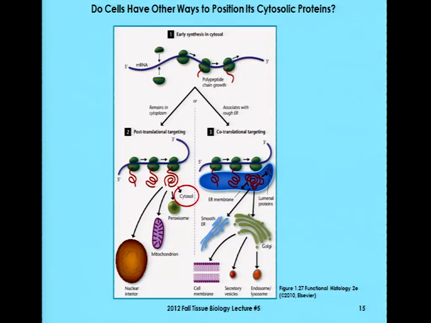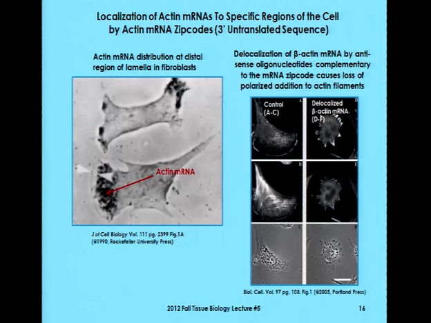And for many years, the intense focus on the signal hypothesis kind of put blinders on a lot of scientists, considering that there may be other ways to position cytosolic proteins in the cell. Recently, it has become apparent that the cell has a way of localizing cytoplasmic proteins by localizing their messenger RNAs.